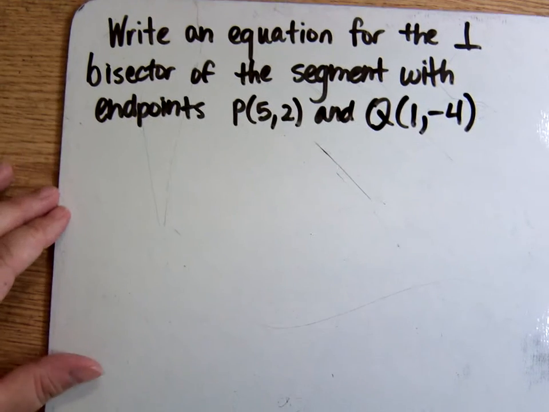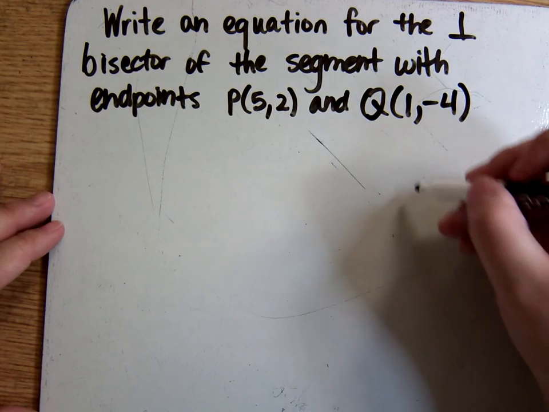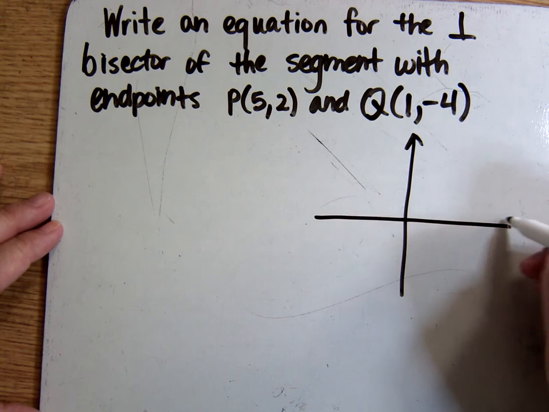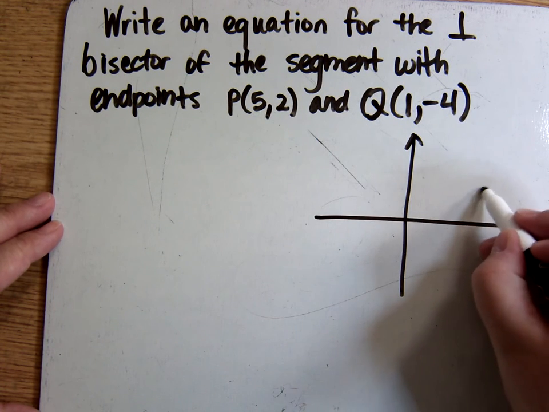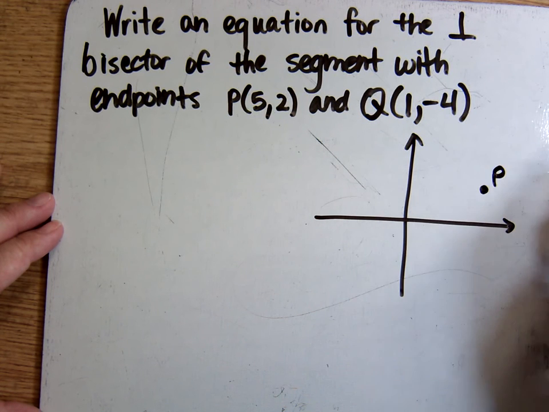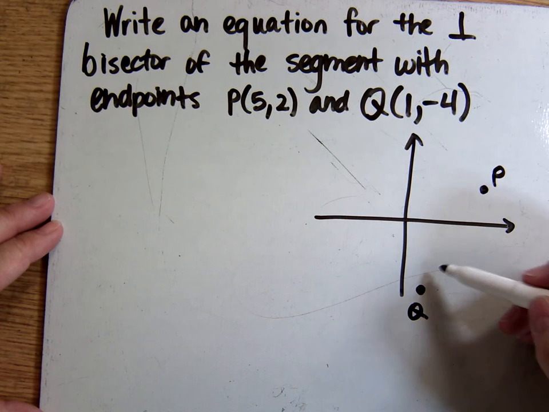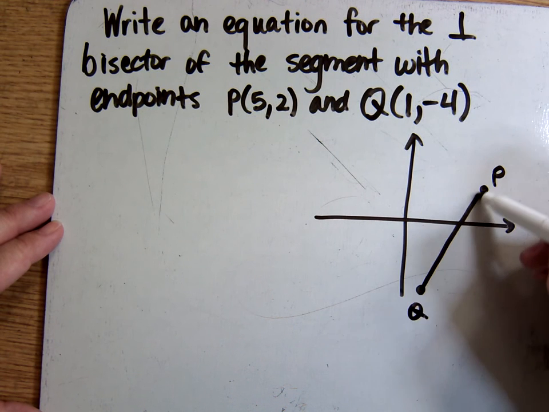All right, so the first thing you want to do is just roughly graph it. It does not have to be a perfect graph. Just sort of get a picture in your head of where these things are. 5, 2 is out and up a little bit. That's P, and Q is 1, negative 4, so it's down here somewhere. So that's PQ.